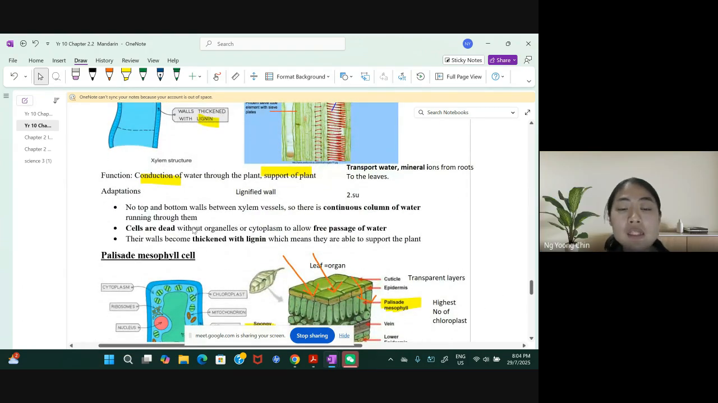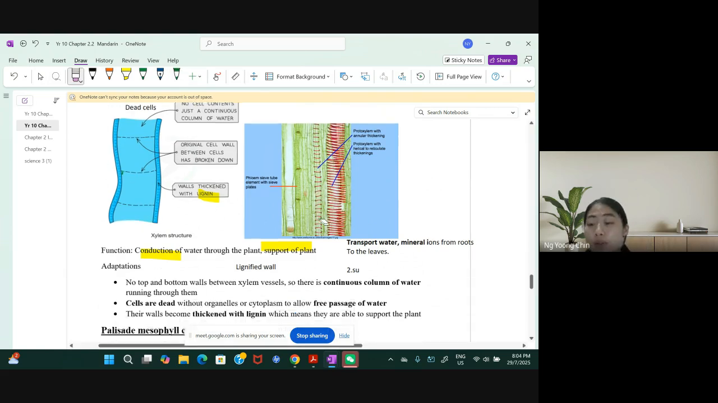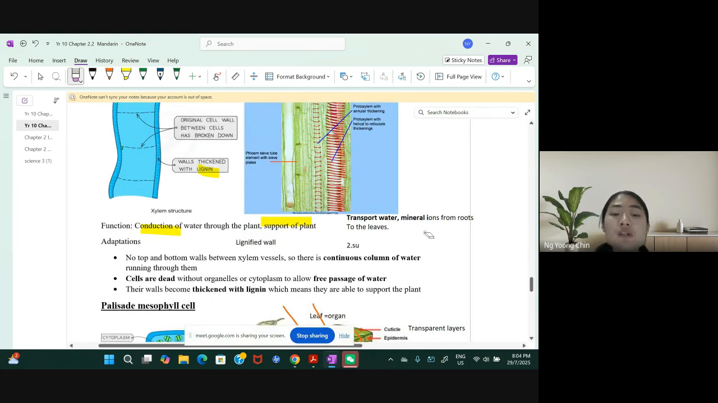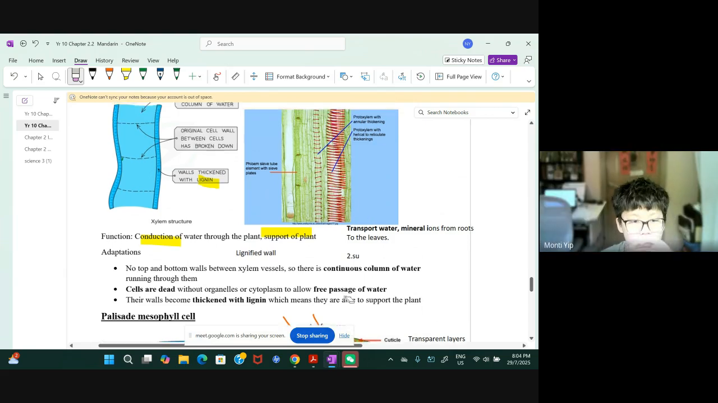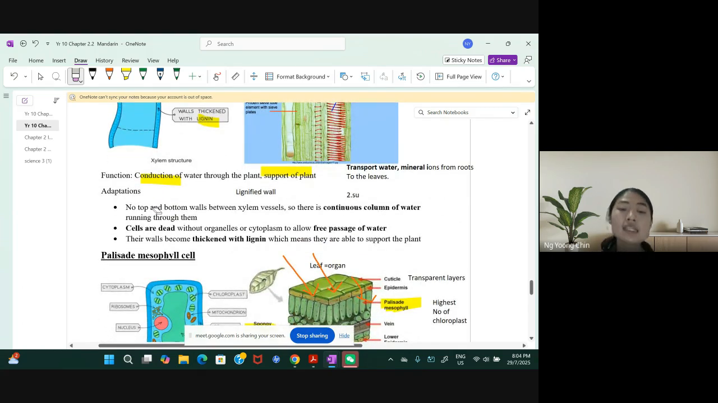So there are no bottoms or end walls between the xylem vessels. Sometimes other structures have an end wall like this. So why in the xylem don't they have this end wall? It's because they want to allow a continuous column of water to flow through. The cells are dead without organelles and cytoplasm to allow free passage of water, and the wall becomes thicker with lignin, so they can provide support to the plants.